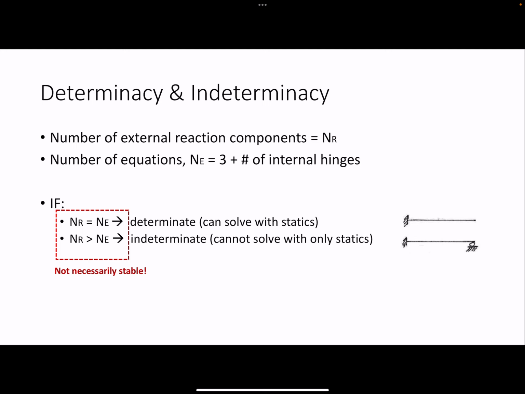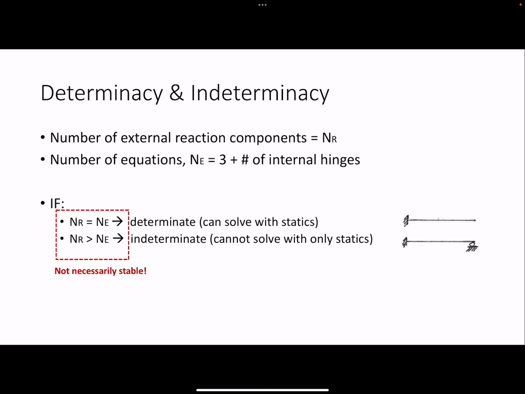Now, if the number of reactions is equal to the number of equations, then the structure is determinate, meaning we can solve it with just those equations that we have: the 3 equilibrium equations plus however many hinges there are. If we have more reactions than equations, then it's statically indeterminate. That means we can't solve it using only statics. We need some more advanced methods to solve it, and you'll learn some of those tools in this class. But it's important to identify first if you have a determinate or an indeterminate structure.